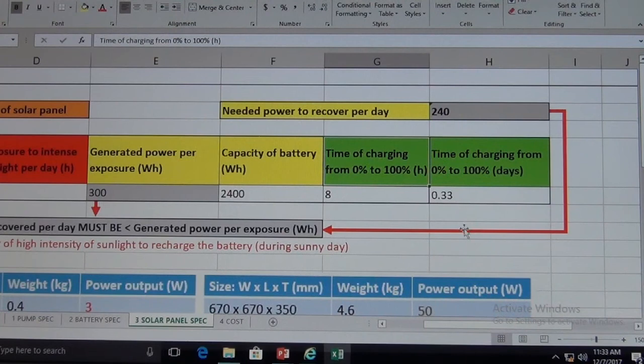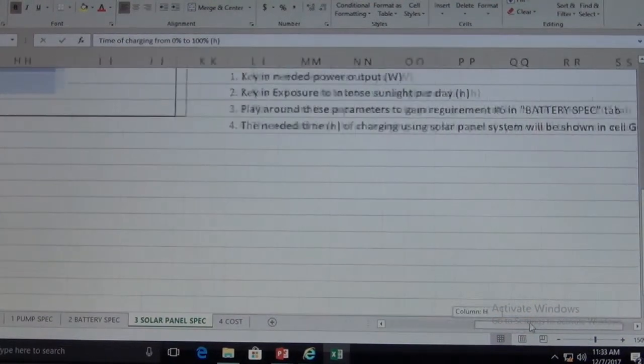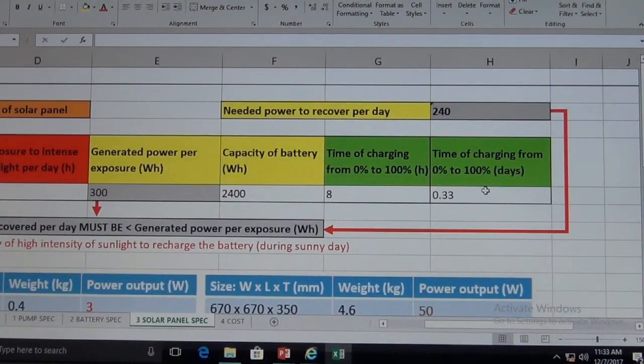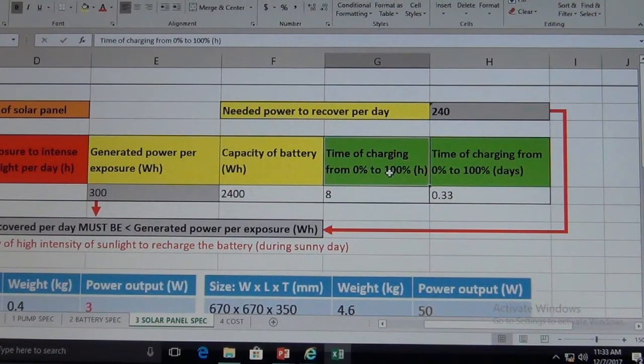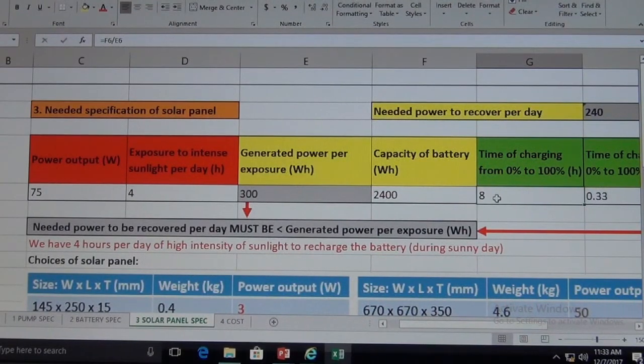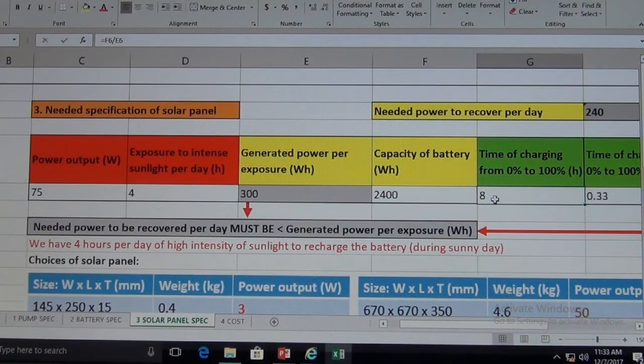This is extra. So what is the meaning of green? I can't remember, even though this is my own slide. Green is output. Okay, so the output is the time of charging from 0% to 100%. How many hours do we need? 8 hours. If we use this specification, we need about 8 hours to recharge the energy loss. How to calculate? Click, and you get the formula. F6 divided by E6. F6 is this one, divided by E6. 2400 divided by 300, you get the time of charging.